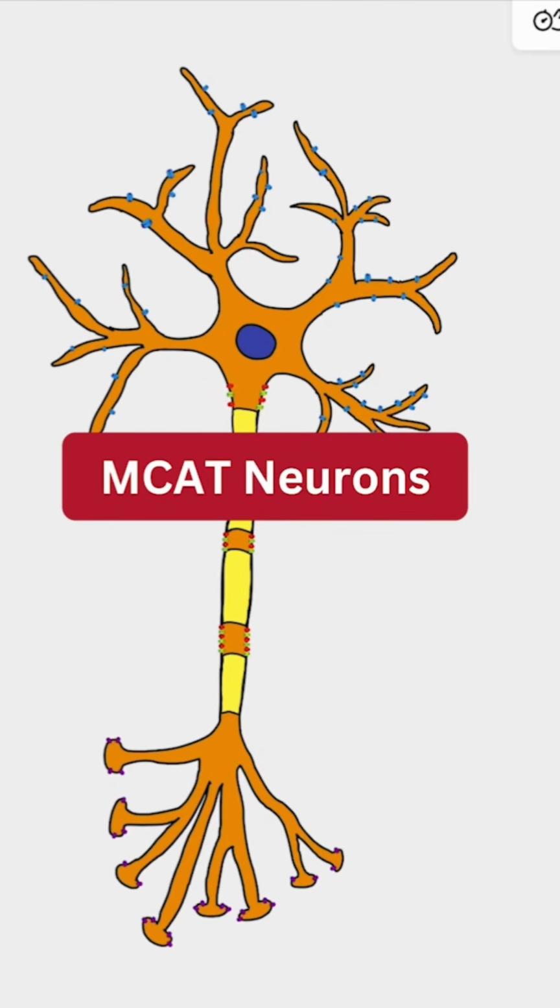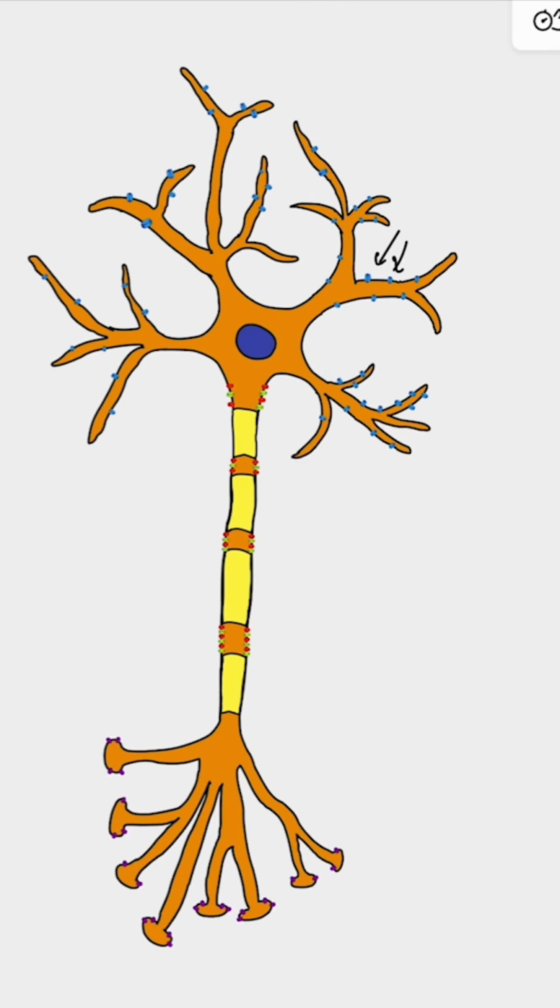This is exactly what the MCAT will ask about neurons. At the top of the neuron, at the cell body, we have all of these blue things, and these are ligand-gated sodium channels. When a ligand binds to them, and oftentimes this will be something like a neurotransmitter, they're going to open up and they're going to allow sodium to move into the cell.